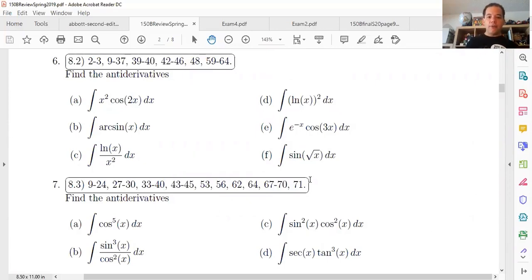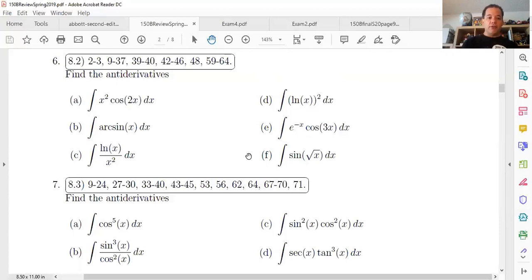Okay, so then we have now chapter 8. In chapter 8, we're going to go over the different techniques of integration. The first kind is integration by parts, right? So for integration by parts, you want to remember the integration by parts formula, which is the integral of u dv is uv minus the integral of v du. If you remember it, this is like the product rule reverse engineered, right?